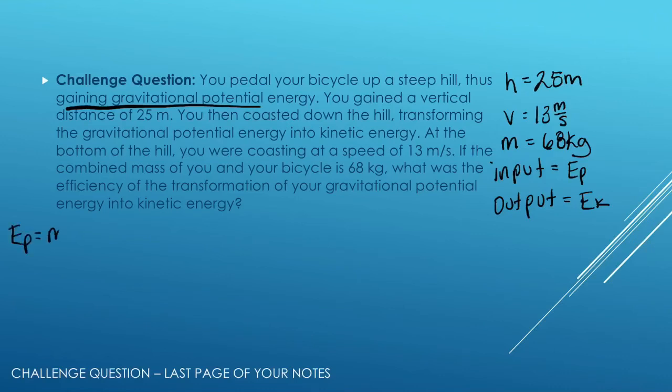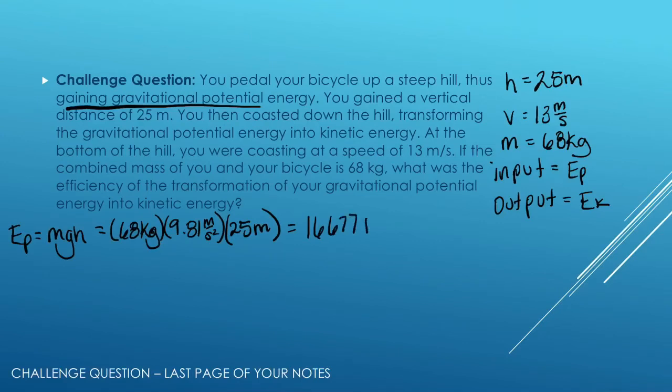So let's find our potential energy, which is mgh. Okay, so that is 68 kilograms times 9.81 meters per second squared times the height, which was 25 meters. That's a tall hill. Oh boy, it's gonna be crazy. Okay, that is 16,677 joules. That's a lot of energy. I'm not going to worry about significant digits yet because I'm not at the end. Okay, I'm not going to worry about that till the very end.